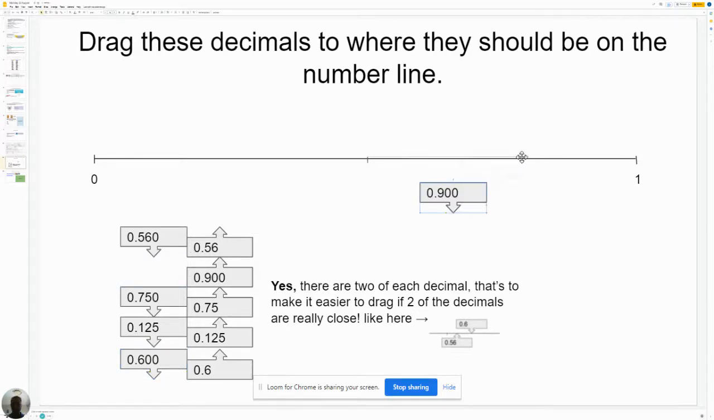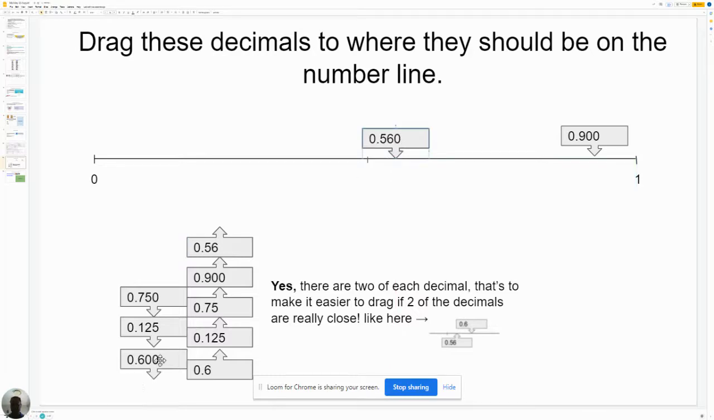900 out of 1,000 is getting pretty close to 1,000. 560 is just past halfway. 600 is a little bit further along. Might just put it up higher.